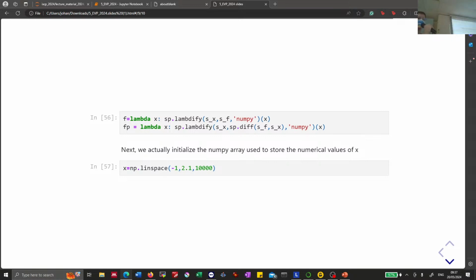Good. So far, what do we have? We have defined a function that we can evaluate at a point, and we have defined a derivative we can evaluate at a point, right? And we can basically provide different positions on an x-axis. Here I now use x equals numpy linspace from -1 to 2.1, 10,000 different numbers, linearly spaced. So this is a very, very fine interval.